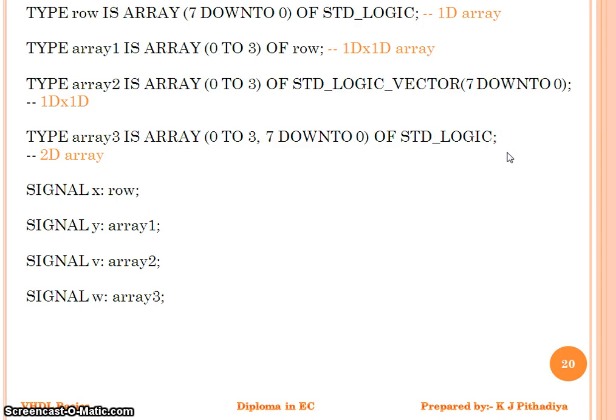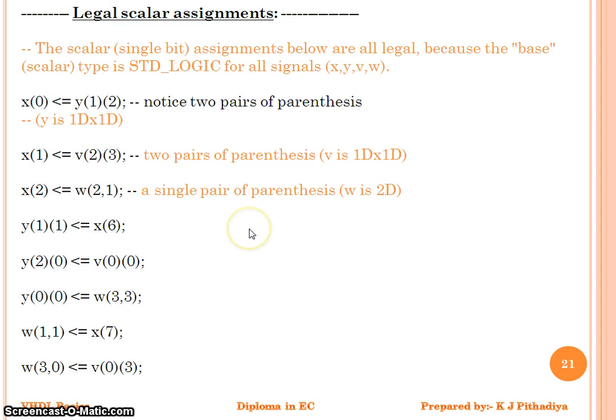Now we'll go for the assignment of scalar and vector value. So as we have seen, type row, array 1, array 2, array 3 are defined, with signals x, y, v and w. Now, legal scalar assignment.